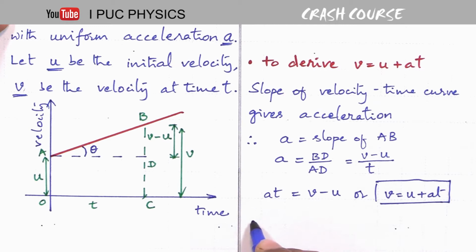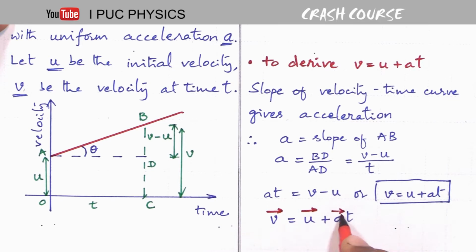In vector form, v equal to u plus at. These are the vectors: velocity, initial velocity, acceleration.